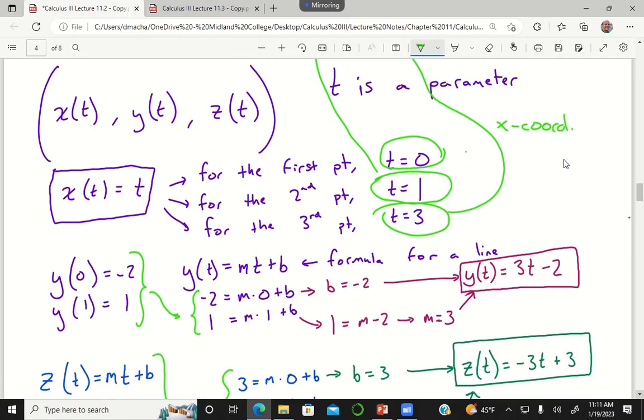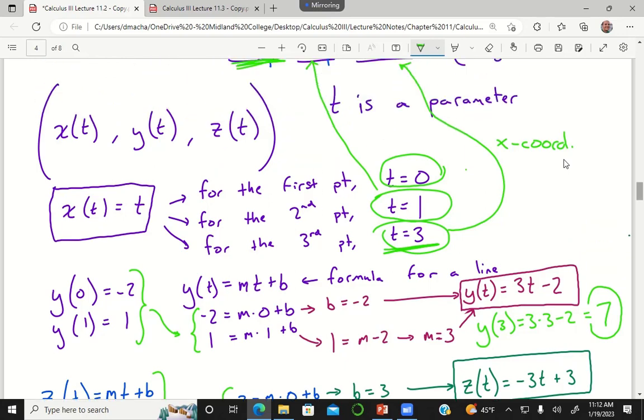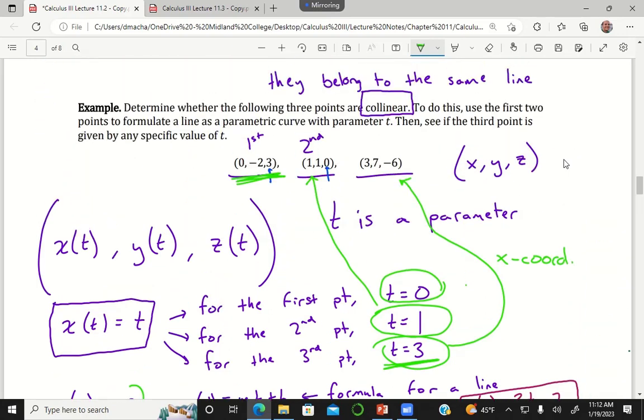But let's use my y function, and we're going to plug in t equals 3 for the third point, and I would get 3 times 3 minus 2, which is 9 minus 2, which is 7. So what I'm saying is, if these are collinear, then my third point has to have y-coordinate of 7. And my third point does have y-coordinate 7, so that's so far so good.